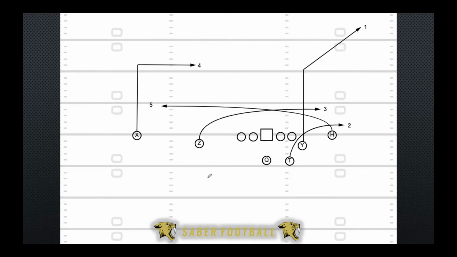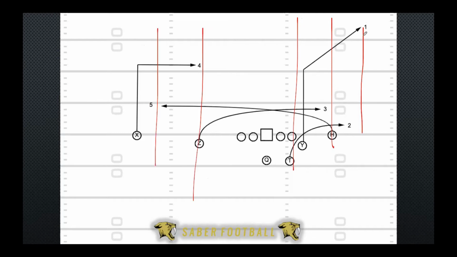And another variation of mesh, a little bit different, but exact same progression idea here. Doesn't change for us. So again, 1, 2, 3, 4, and 5. Again, now eyes would start at the corner route instead of the wheel like on the last variation. And he's just going to scan straight across the field. Very simple for us. We like running mesh.